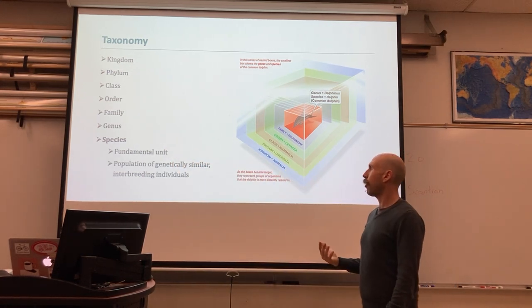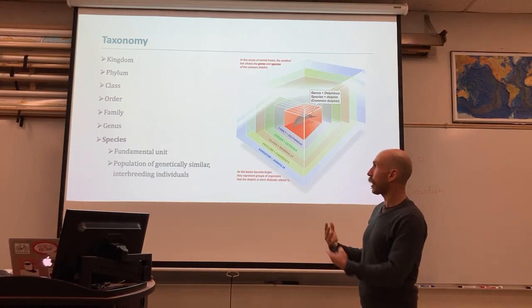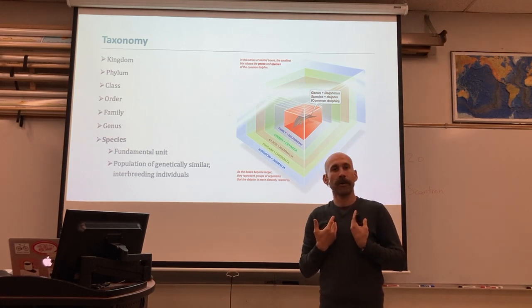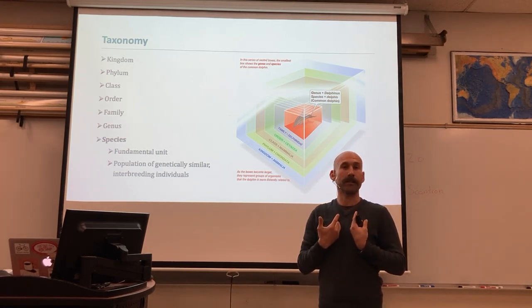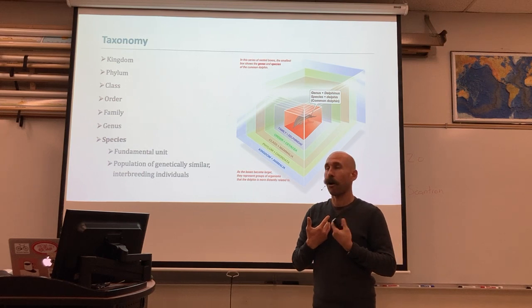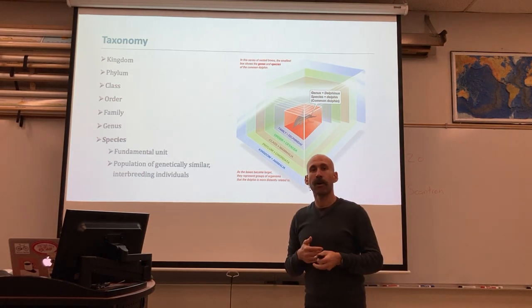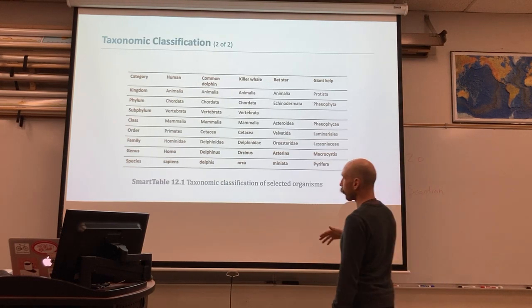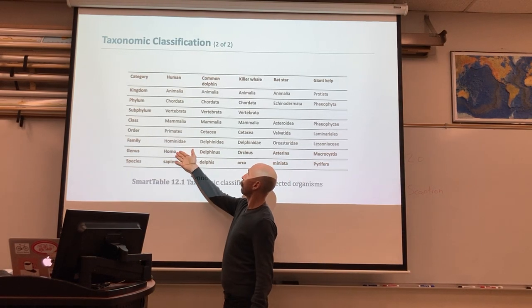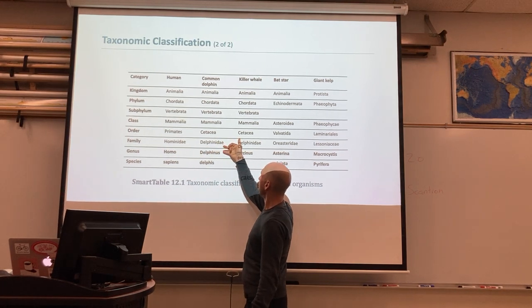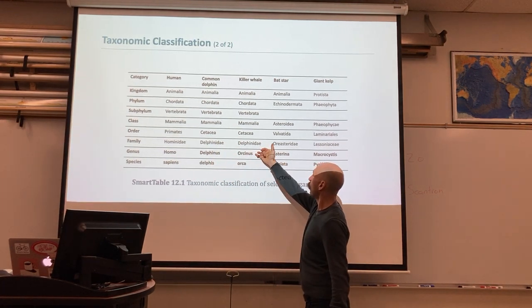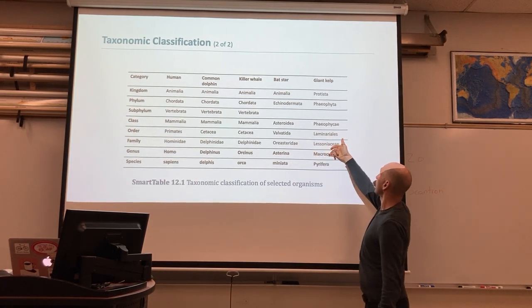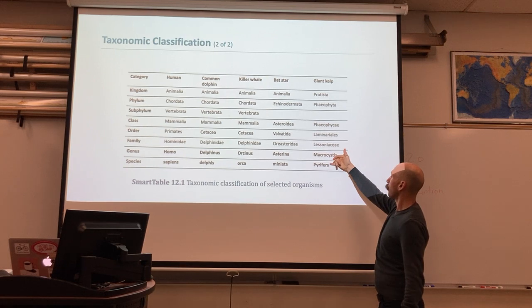Now you could think about the common name and then the Latin name, which is usually the genus species. The common name for people is humans. Our genus species name is Homo sapiens. Therein lies the difference. For dolphin, Delphinus delphis. For killer whale, Orcinus orca. For bat star, Asterina miniata. For giant kelp, Macrocystis pyrifera.